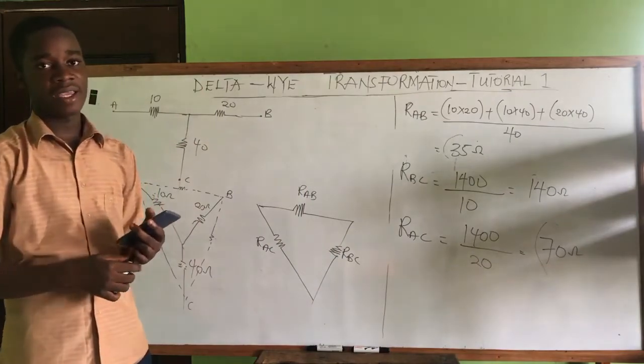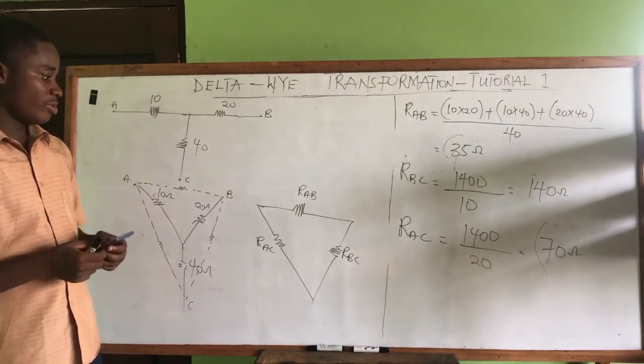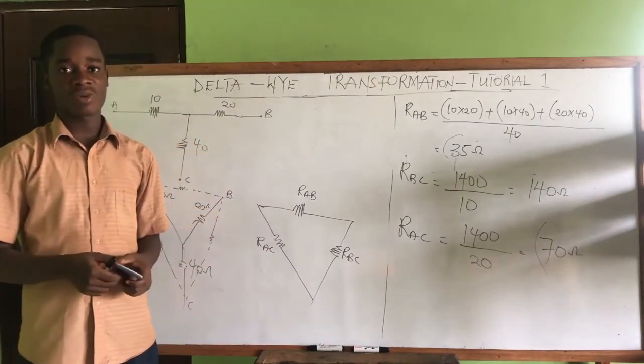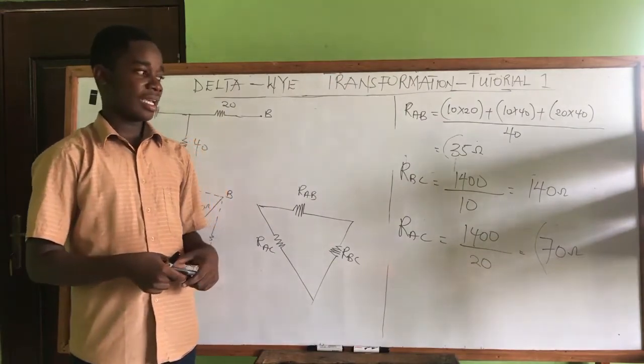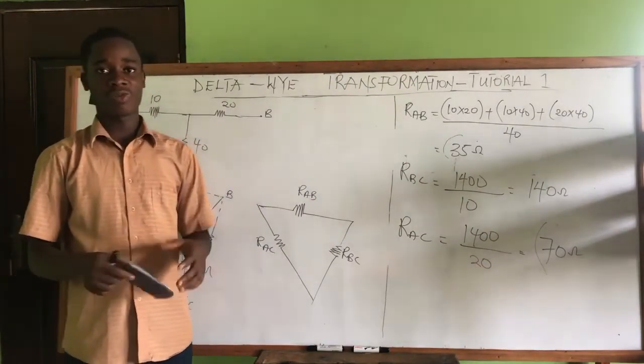So in our videos to be uploaded later, we will be using a complete circuit to calculate the current in a given resistor, using a circuit which has a delta shape or the Y shape.